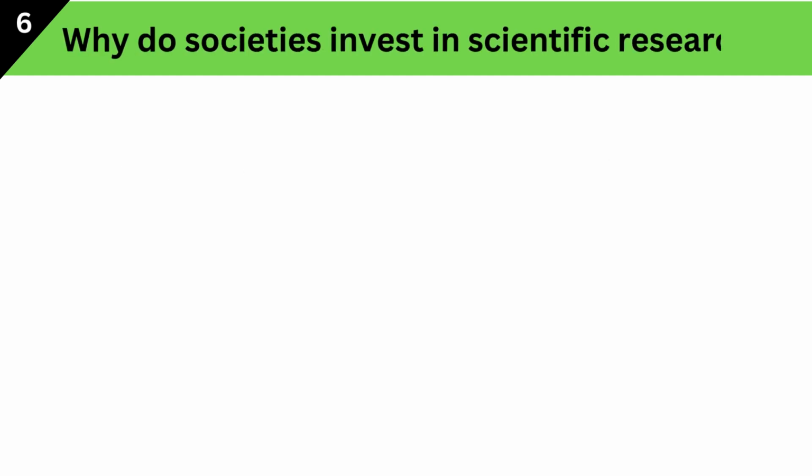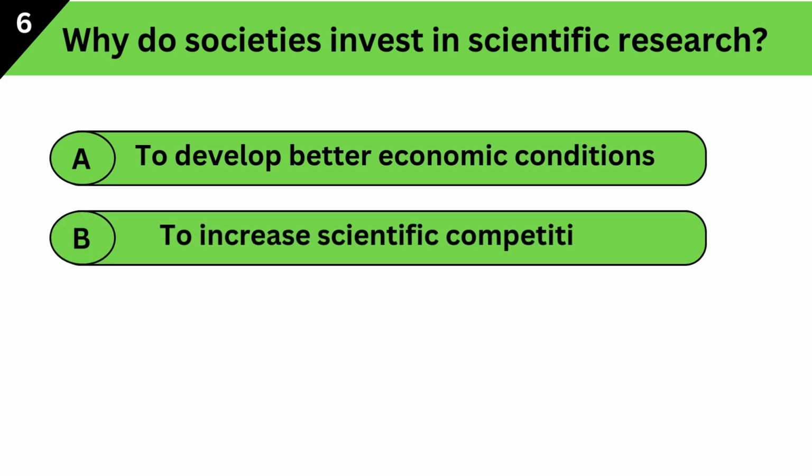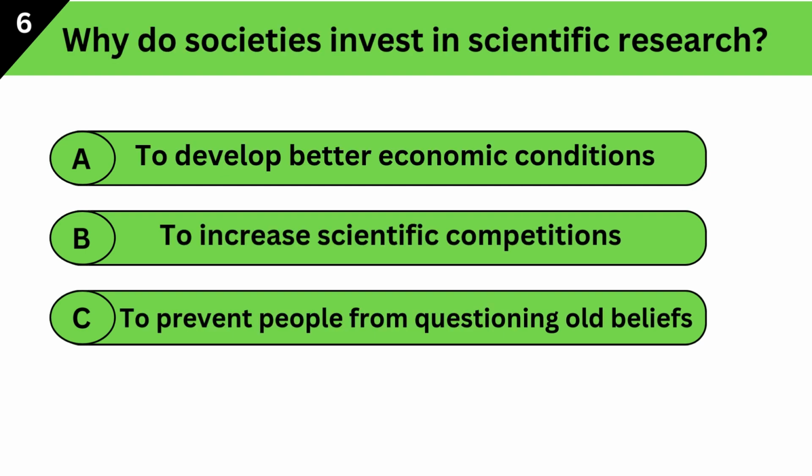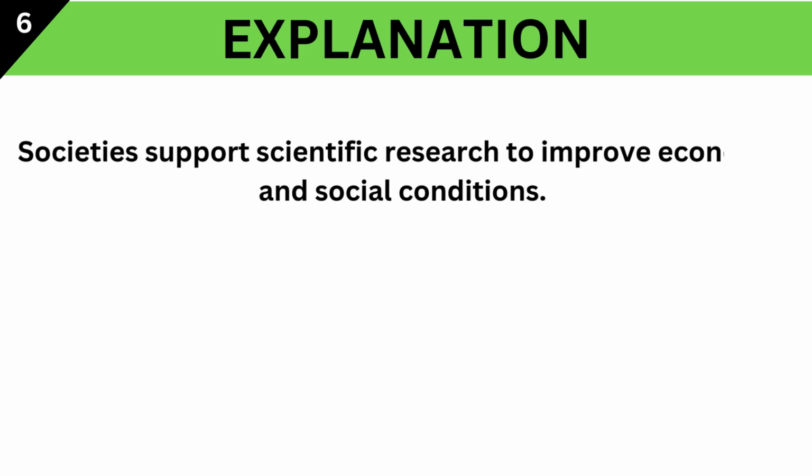Why do societies invest in scientific research? Option A, to develop better economic conditions. Option B, to increase scientific competitions. Option C, to prevent people from questioning old beliefs. Correct answer. Explanation. Society supports scientific research to improve economic and social conditions.